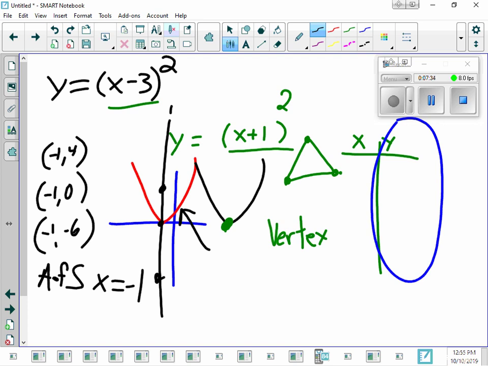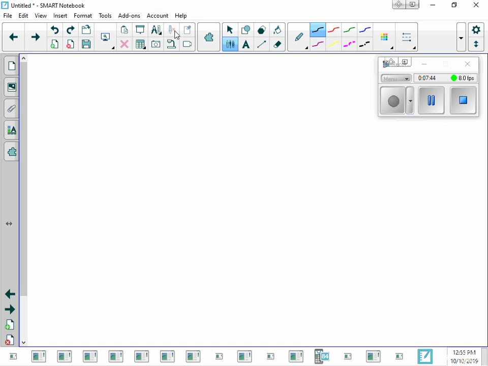Now, we need to put all three pieces together. Well, I guess there are 4, because you can flip it upside down too. So let's say I had y equals -3 times (x plus 4) squared minus 2.